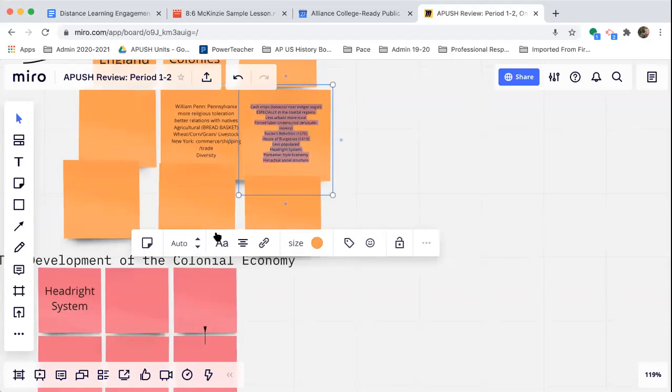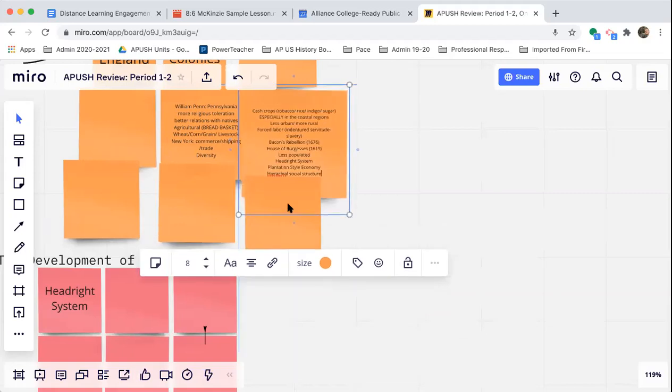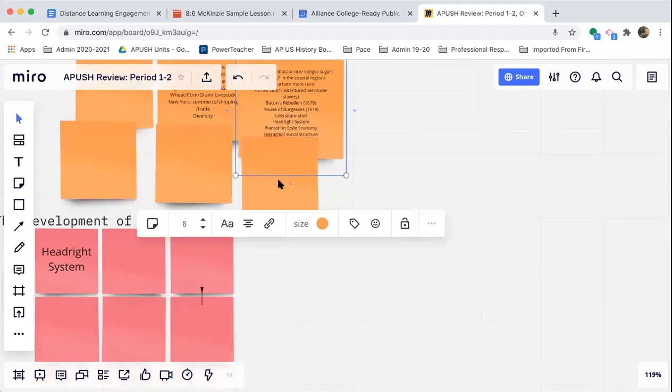How do I make this bigger? No. I guess I can't. Can't win them all, my friends. Can't win them all. All right.